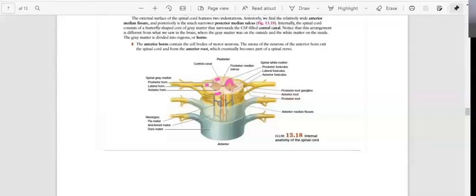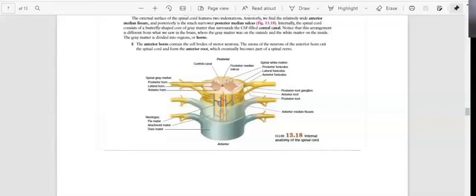Communicating both of these gray matter areas, you're going to have this part right there in the middle that is going to be called the commissure. In the commissure, you're going to have a little hole right there. I'm going to put a dot in there so you can see it. That is going to be the central canal. This central canal is going to be used for the cerebrospinal fluid to go down into the spinal cord.